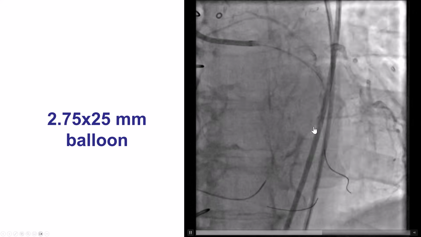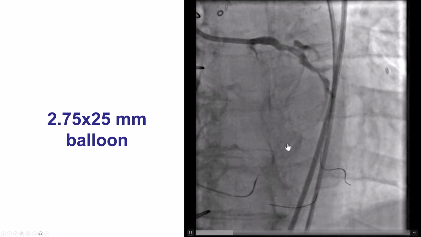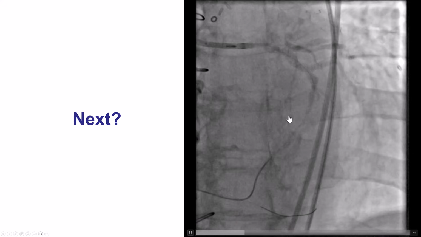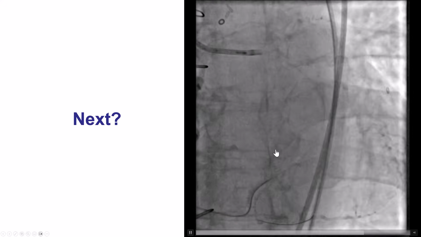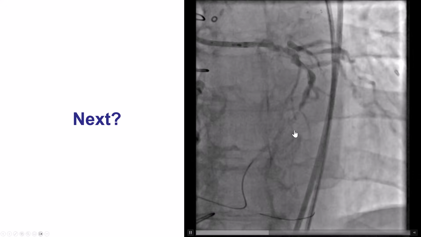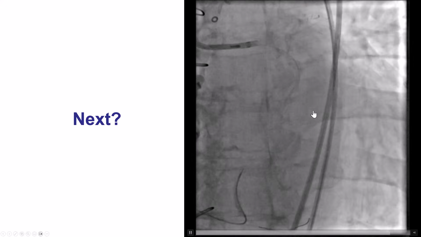After this, we externalized an R350. We did balloon angioplasty. At this point, we restored some antegrade flow, and the patient's STs came down, and the hemodynamics improved as well. So how to treat this?